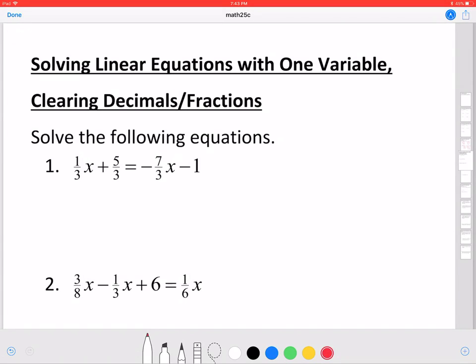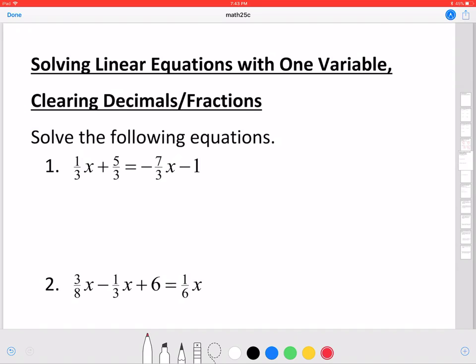In this video, we will again solve linear equations with one variable, but this time I will show you a special technique where, when you have a whole bunch of fractions and decimals, we can do this a little bit more easily. All right, let's begin.